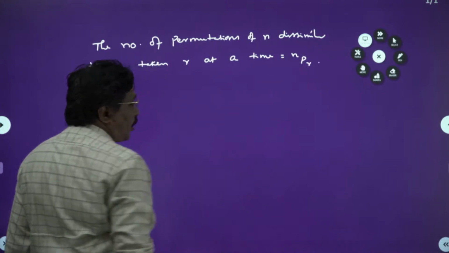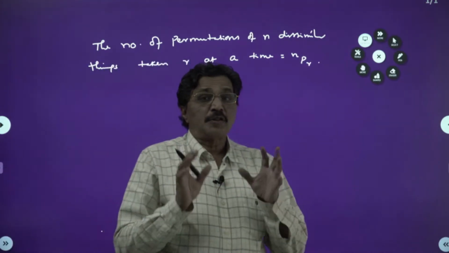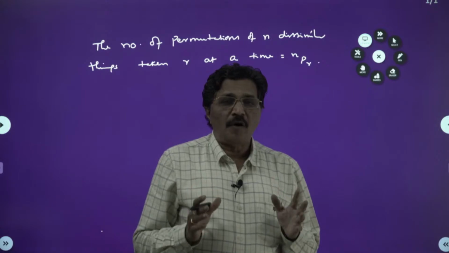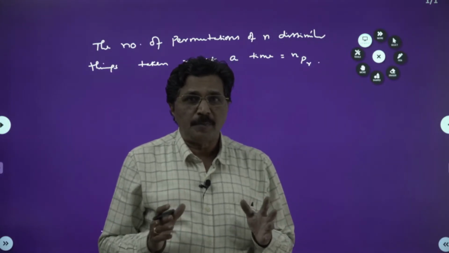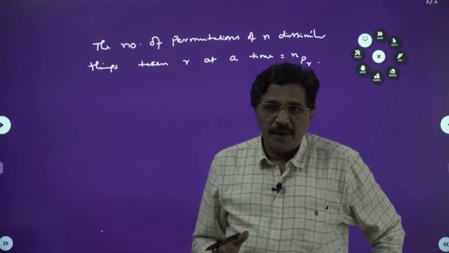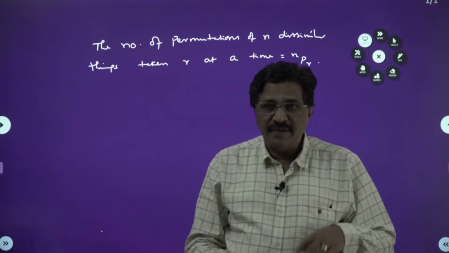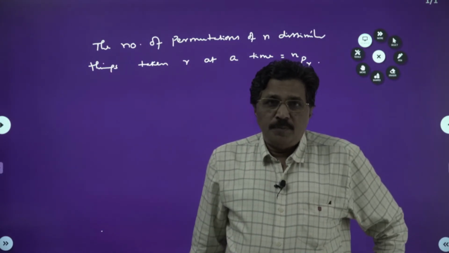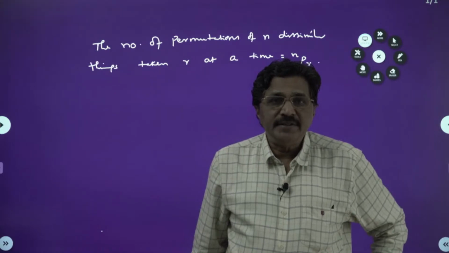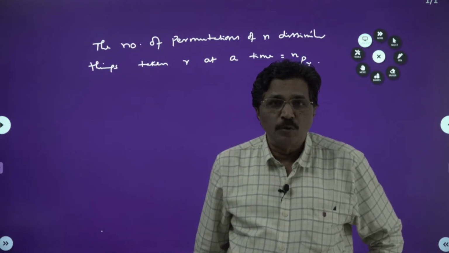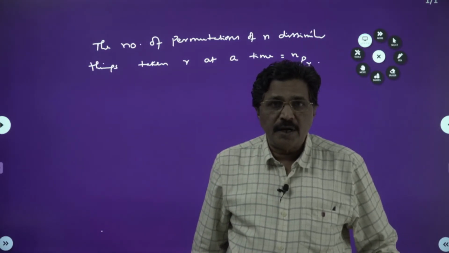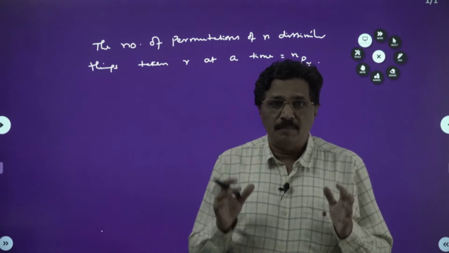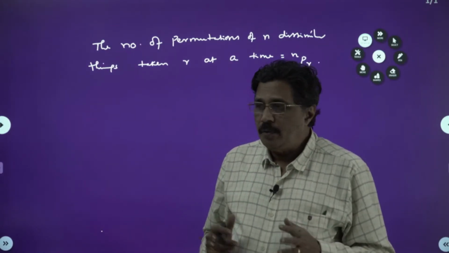Of course, I am not talking about the fundamental principle, that is, if a particular operation can be performed in m ways and another particular operation can be performed in n ways, the entire operation can be performed in m into n ways. So, that is the basic rule. If the conjunction 'and' comes, replace that with an into symbol. If the conjunction 'or' comes, replace that with a plus symbol. So, that is the basic fundamental principle.